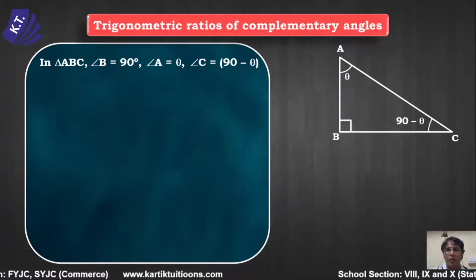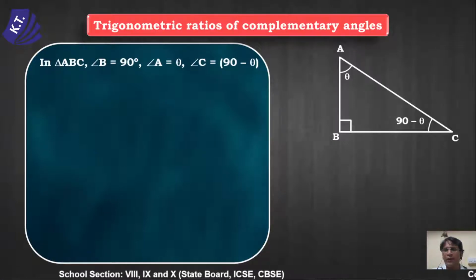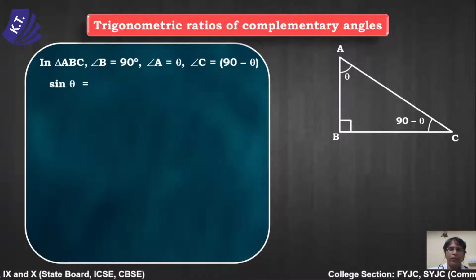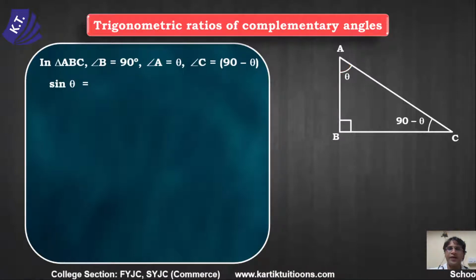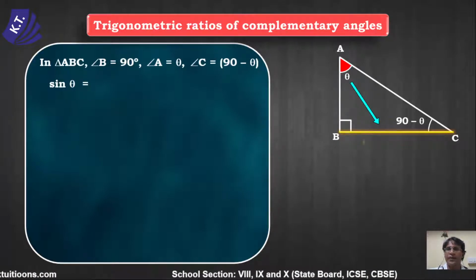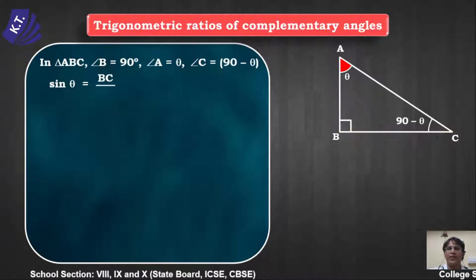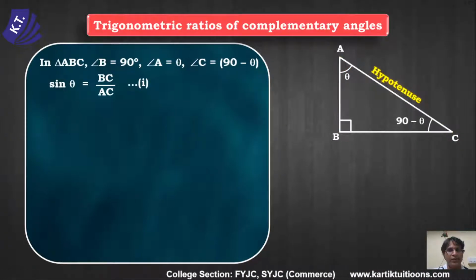Now let's talk about the trigonometric ratios of complementary angles. First I am going to talk about sine theta. For sine theta, we know the formula is what? Opposite side upon hypotenuse. Here the opposite side is BC, your hypotenuse is AC, so it becomes BC upon AC. Let this be equation 1.